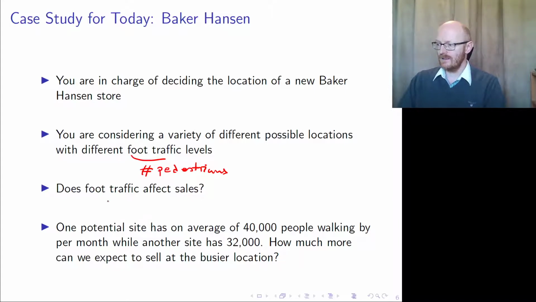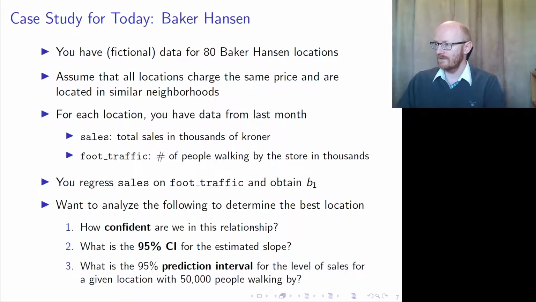Okay, then you know that foot traffic would be your x and sales would be your y, okay? So one potential site has on average 40,000 people walking by per month, while another site has 32,000. So that would be like 1 person per minute. Okay. How much more can we expect to sell at the busier location? So this is actually where you use regression to make a decision, okay, and to make more money, right?